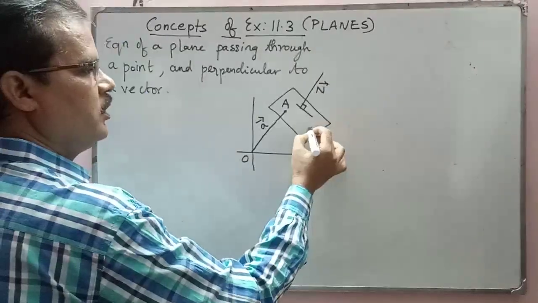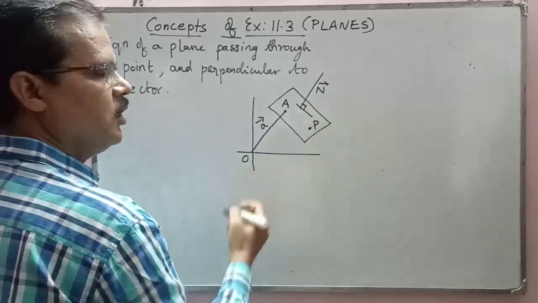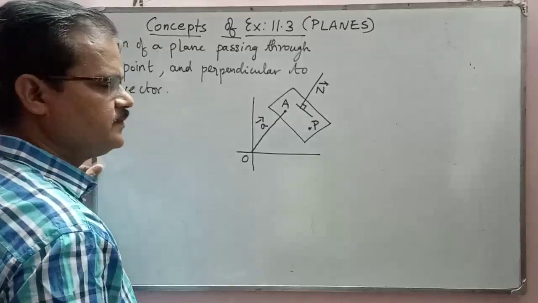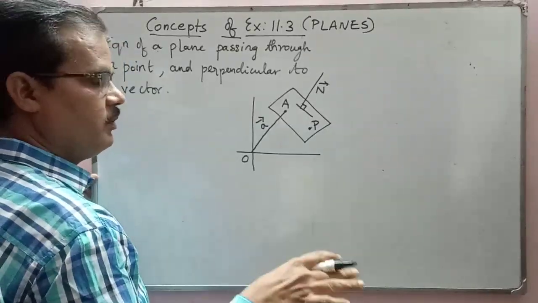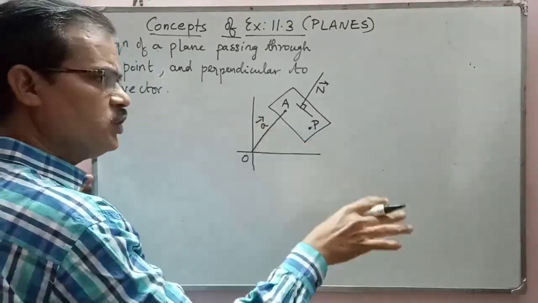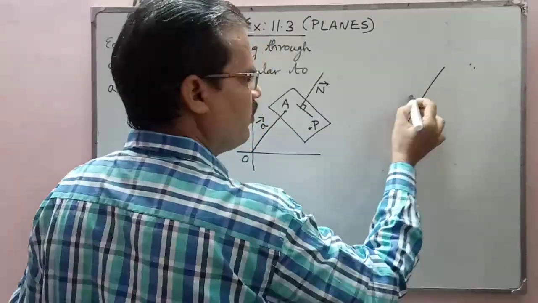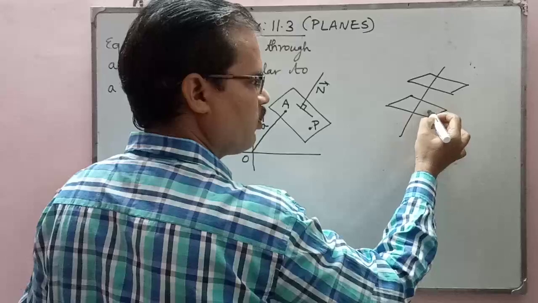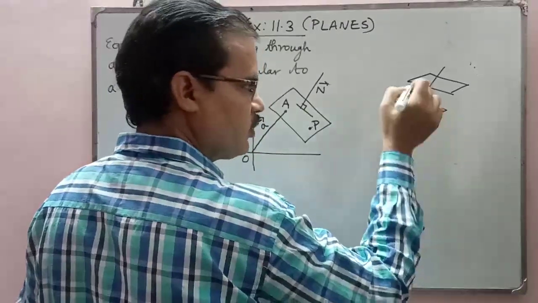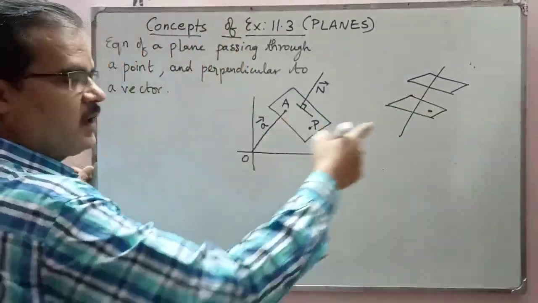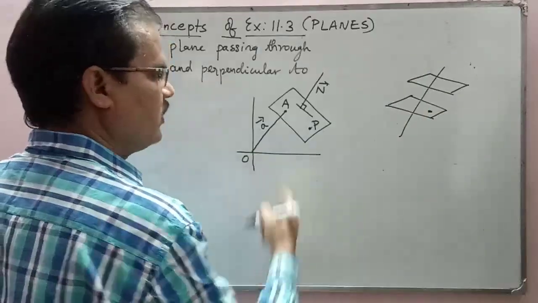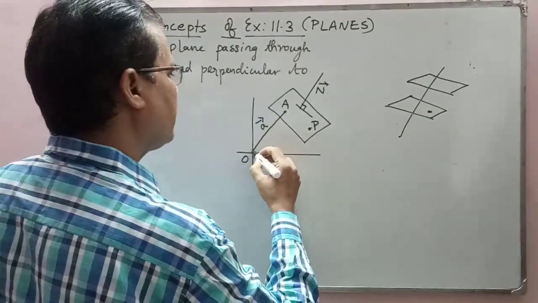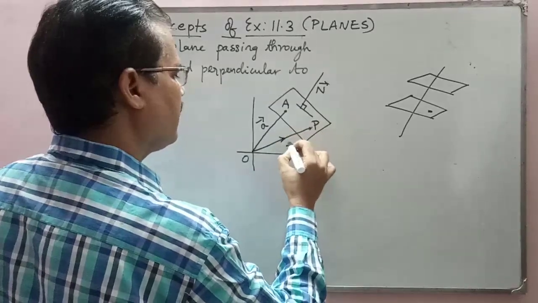Now let P be any point. Why do we take P as any point? Because there may be a number of planes passing through a vector. A number of planes can pass through the vector. But if you specify a particular point, then only that particular plane is referred to. No other plane can pass through the same point. That's why we take the point P, and let the position vector of the point be r vector.